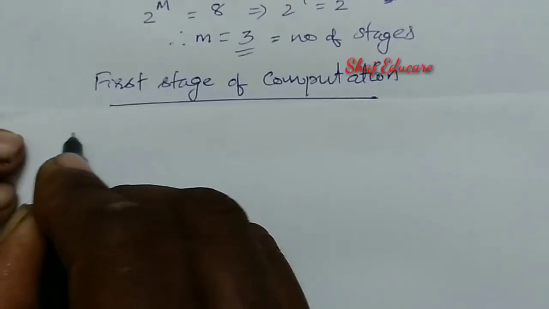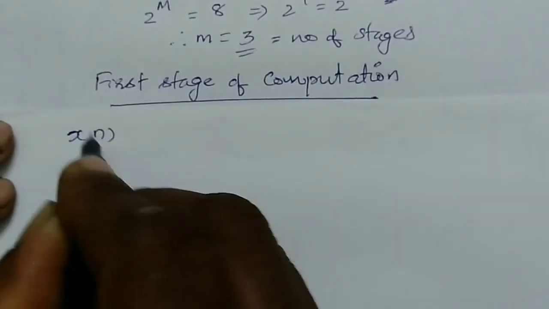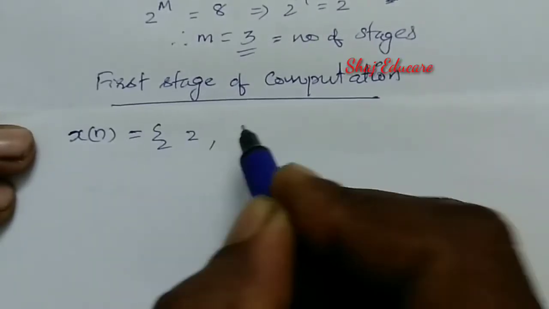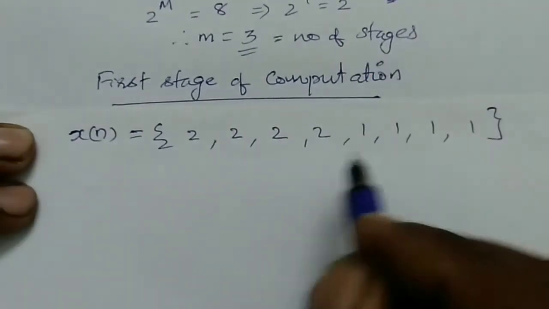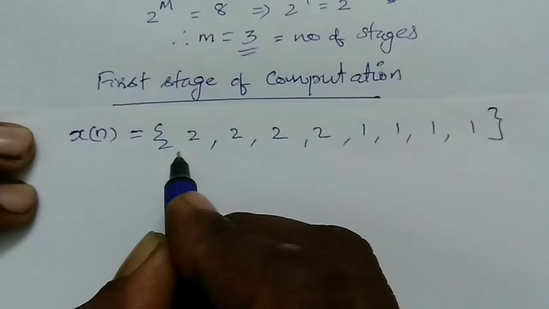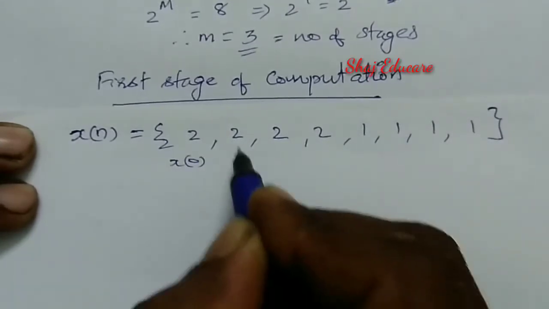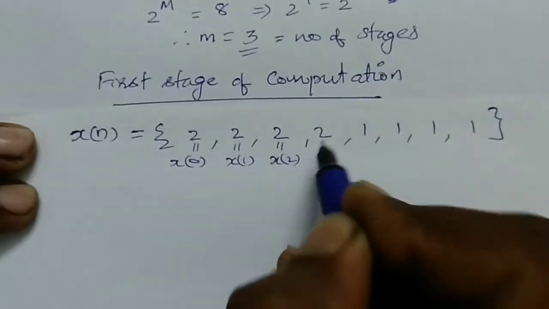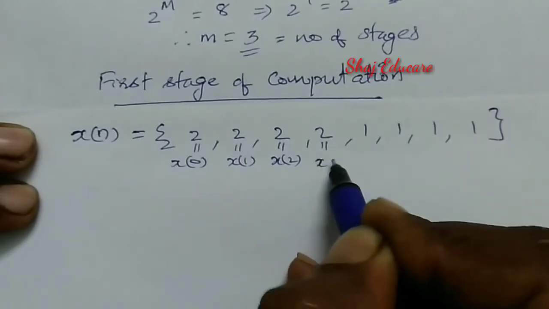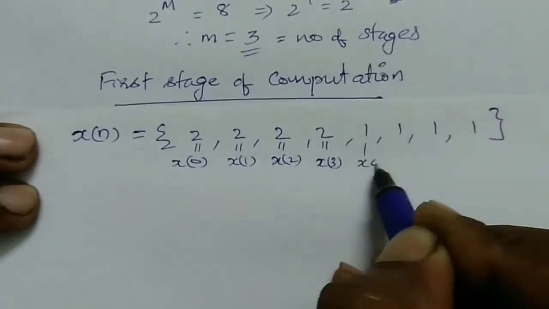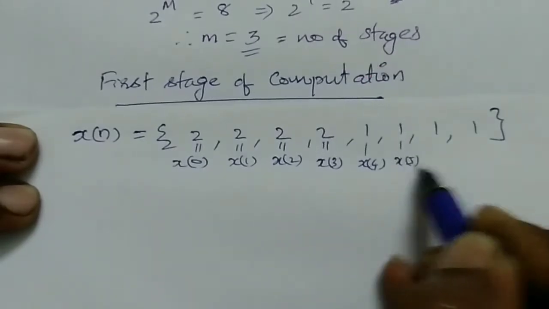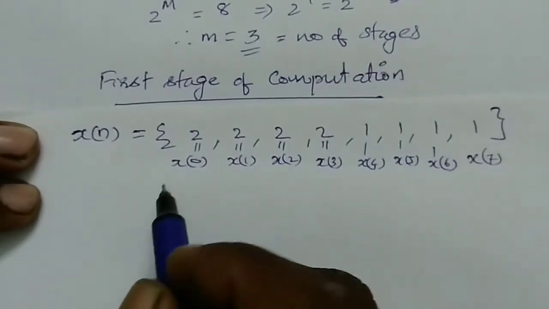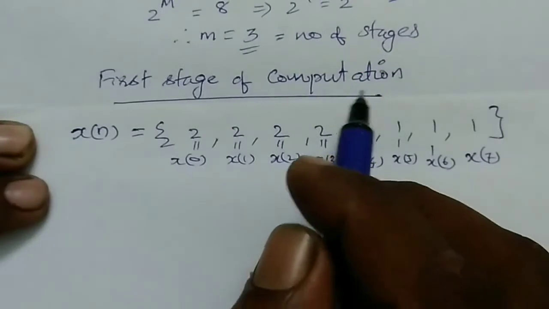Now let us start from the first stage of computation. I am going to write down the equation for x of n as per our question. What does it mean? Here 2 is equal to x of 0, this one is equal to x of 1, x of 2, and this 2 represents x of 3, this one x of 4, this one x of 5, x of 6, and finally this is x of 7. Right, now let us start the first stage of computation.